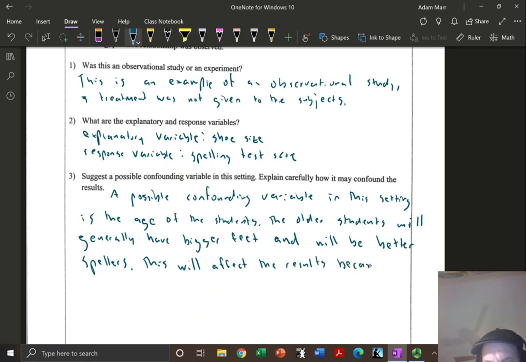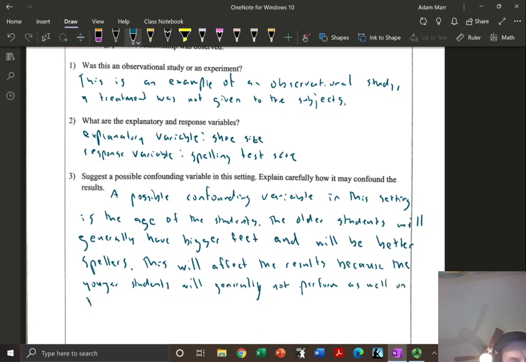Because the younger students will generally not perform as well on the test and have smaller feet. Okay, something about like that.